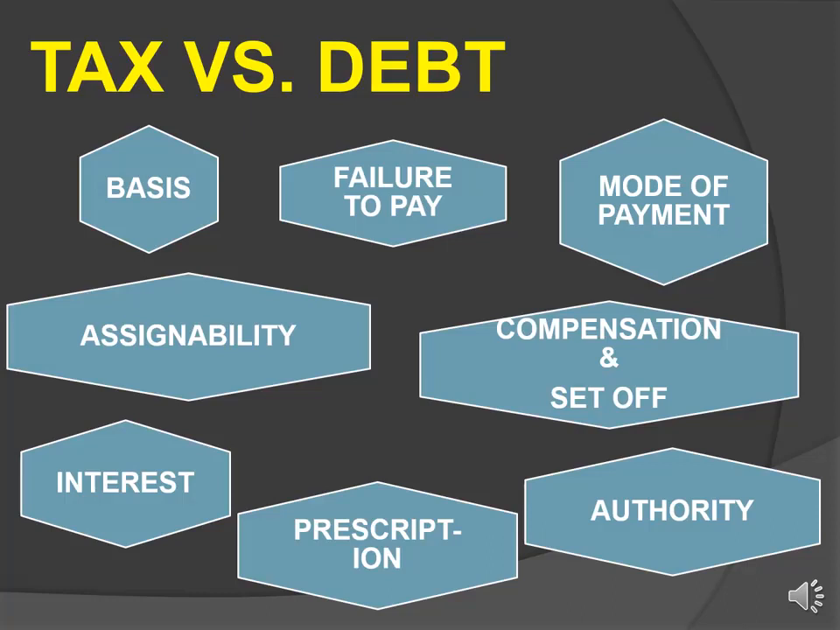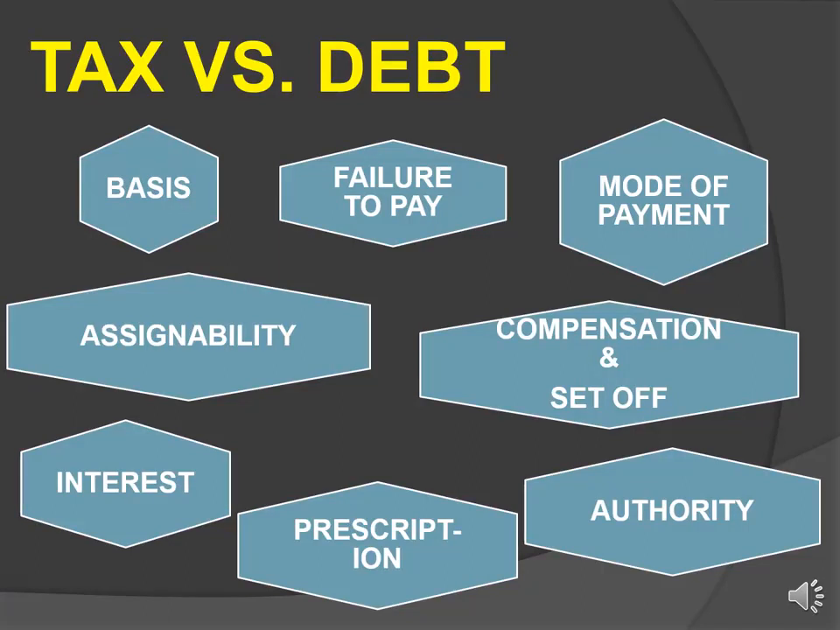A tax is not assignable, being a duty owed by the inhabitant to the state. You could not transfer that. On the other hand, a debt is usually assignable. Taxes could generally not be the subject of compensation and set-off. On the other hand, one of the modes of extinguishing an obligation created by debt is compensation and set-off. That's why debts could be the subject of compensation and set-off.